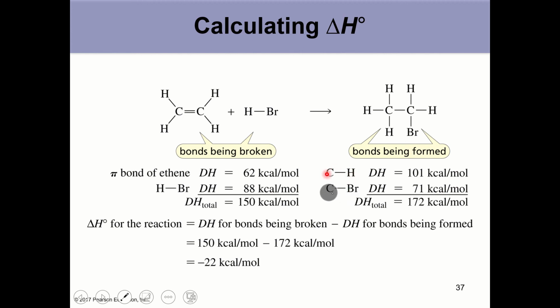For bonds formed, the carbon to hydrogen bond is 101 kilocalories per mole. Formation of the carbon to bromine bond, the enthalpy is 71 kilocalories per mole. The total energy for bonds formed is 172 kilocalories per mole. We take 150 and we subtract 172, and we achieve a delta H of negative 22 kilocalories per mole for this reaction to occur, and that is the enthalpy of reaction.